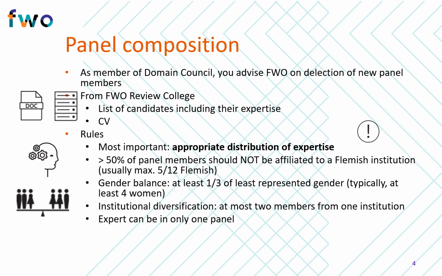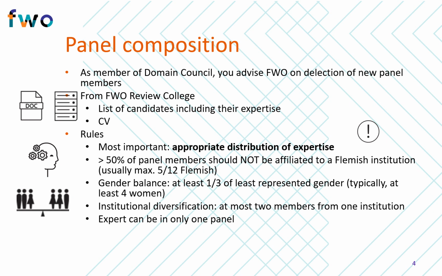Several rules apply to the selection of new panel members and the panel composition. The most important consideration is the appropriate distribution of expertise in the panel. It is crucial that the panel covers the expertise areas that it is supposed to cover. This is listed in the so-called expertise matrix. The first consideration in selecting a new member for the panel is always to think about how they would contribute to the expertise already present in the panel and which gaps they might fill.